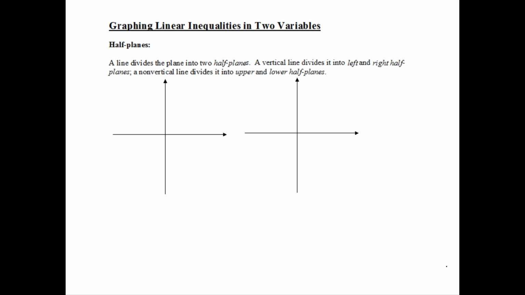Today we're going to learn about graphing linear inequalities in two variables. And we'll start by learning about half-planes. A line, any line, will divide the plane into two half-planes. A vertical line will divide it into left and right half-planes. So here is a vertical line. Just as you would expect, everything to the left of the vertical line will be included in the left half plane, and everything to the right will be in the right half plane.